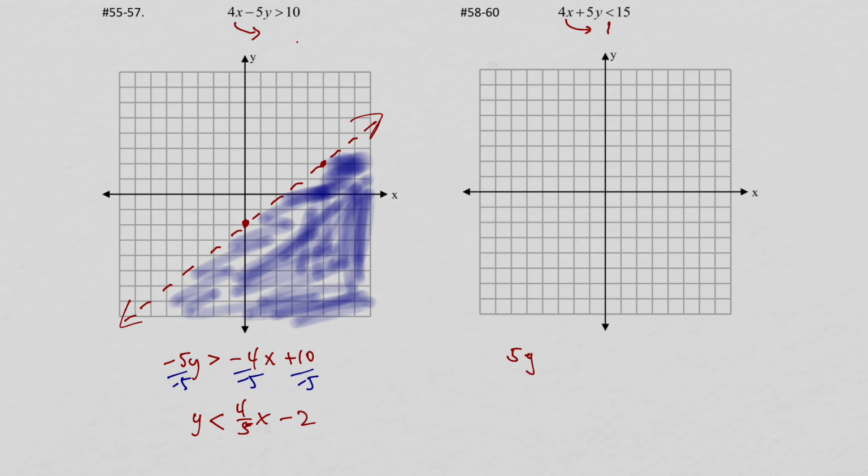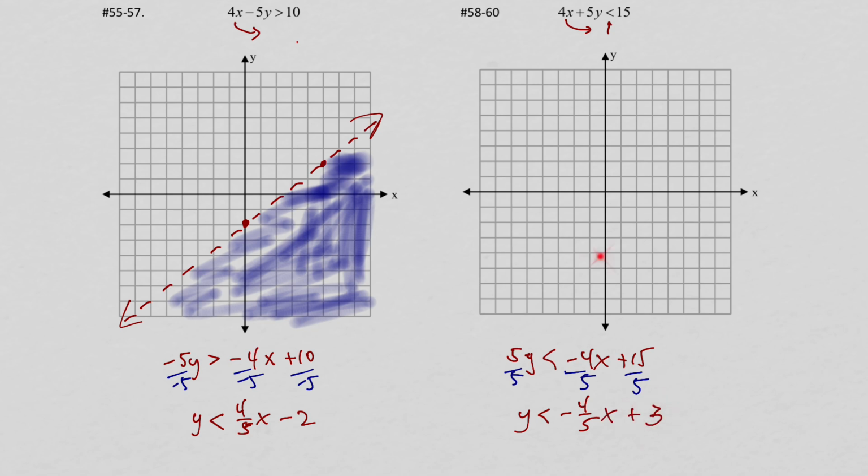This is not flipping because we're just moving a term. 5y is less than negative 4x plus 15. And then I'll divide everything by 5. And I'll get y. Now we're dividing by a positive number, so this is not flipping. So y is less than negative 4/5 x plus 3.